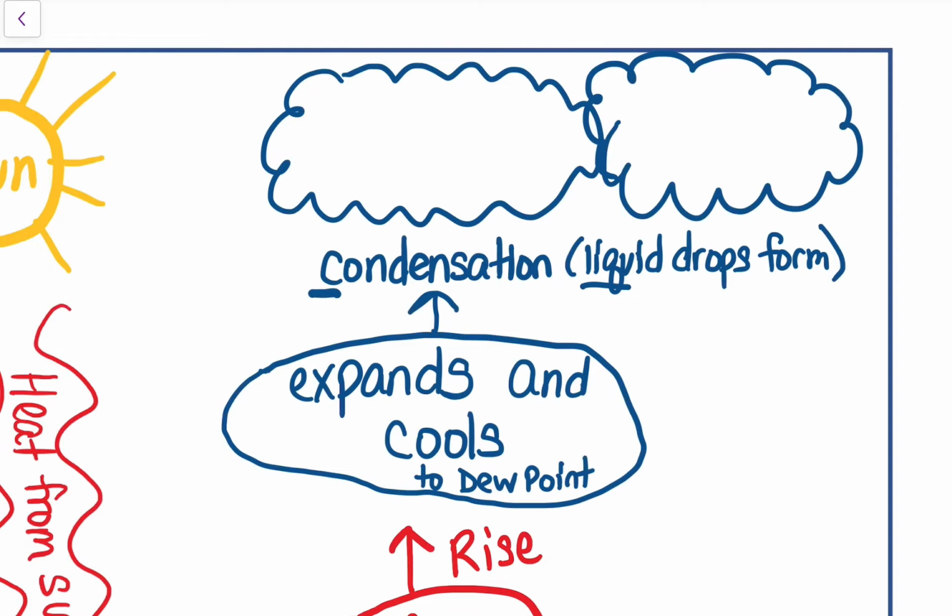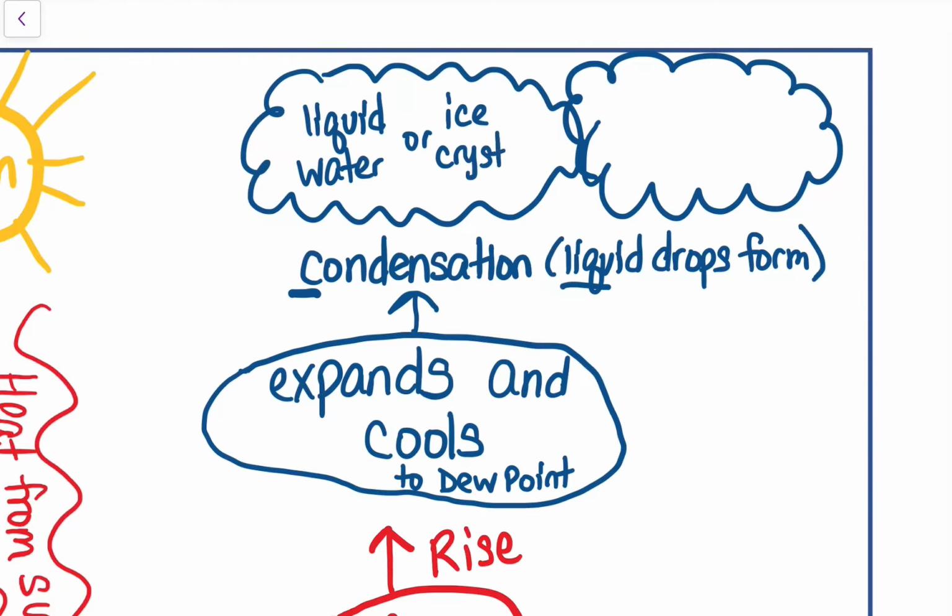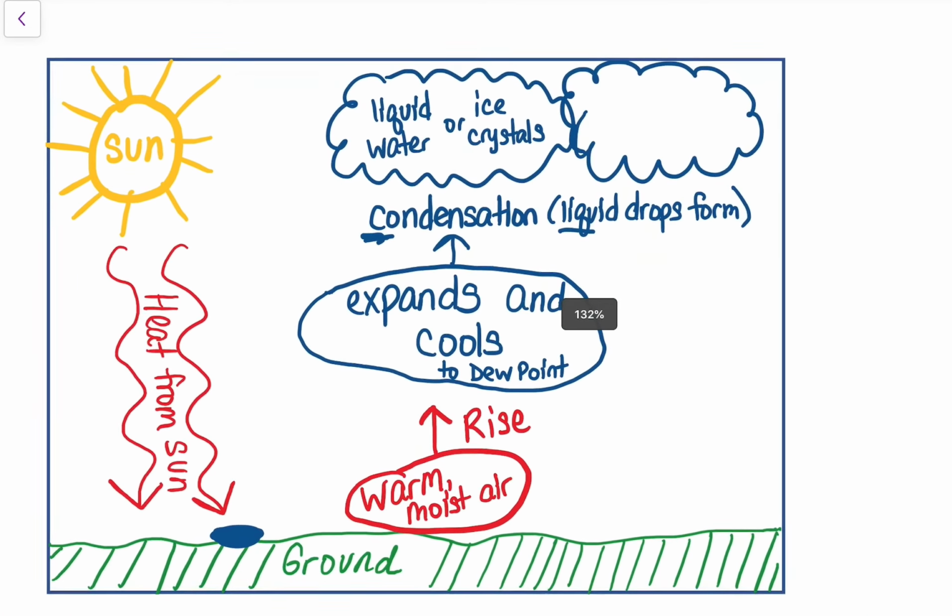And don't forget, inside of our clouds, we have liquid water or ice crystals that formed as a result of this condensation from the air expanding and cooling. And that's how we get a cloud to form.